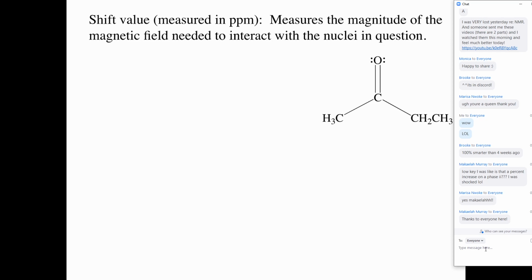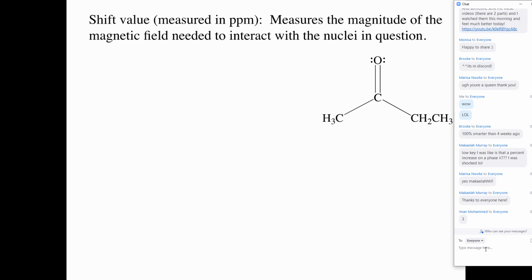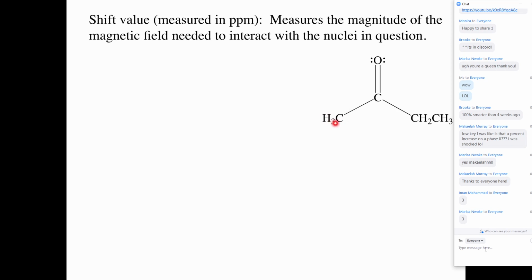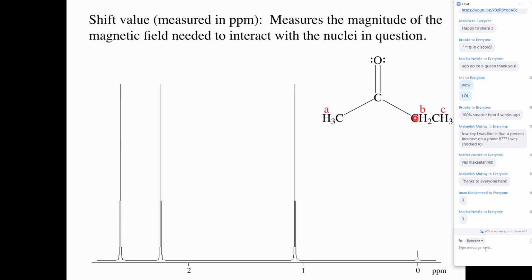Let's go ahead and consider this one. How many unique types of H's are on this one? Three, perfect. This group, and this group. Here's my carbonyl. This one's 1 away, this one's 1 away. So these 2 are 1 carbon away from the carbonyl, this one's 2. So are A and B going to be similar, and is C going to stand out? Which ones will require the strongest magnetic field to find? A and B, or C?